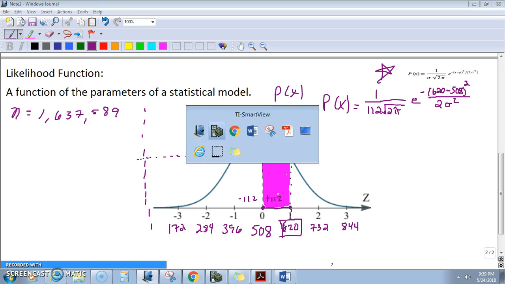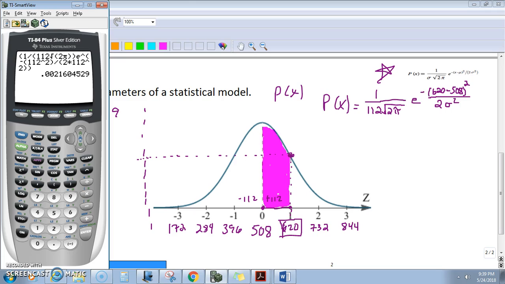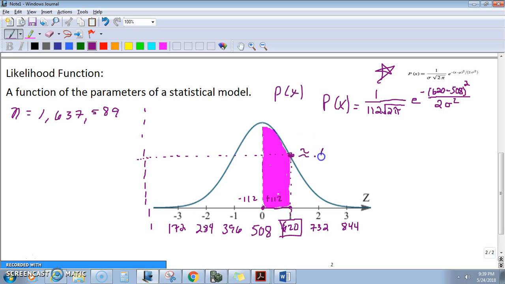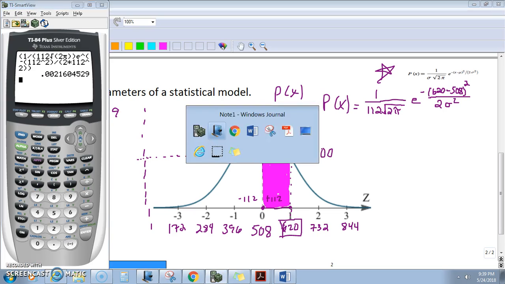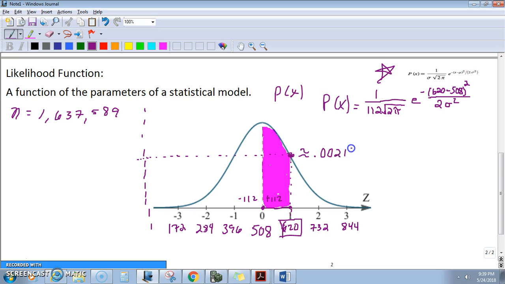So when I put that into the calculator, I got my likelihood of a piece of data being a score of 620 to be approximately 0.00216. So about 0.2% likelihood that someone had a score of exactly 620, given that the mean and the standard deviation are 508 and 112.